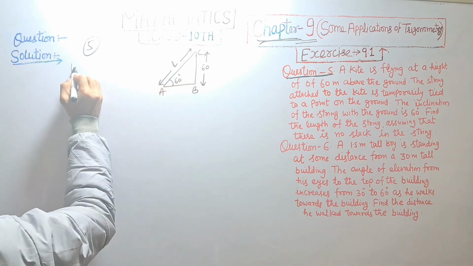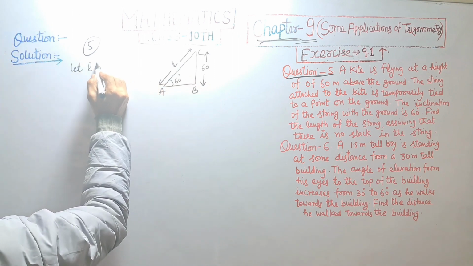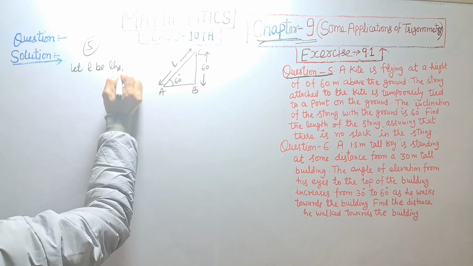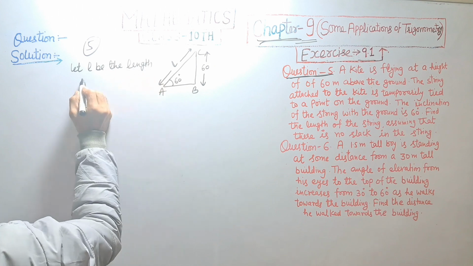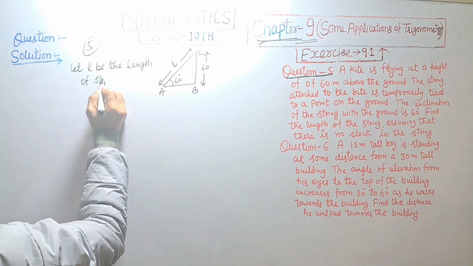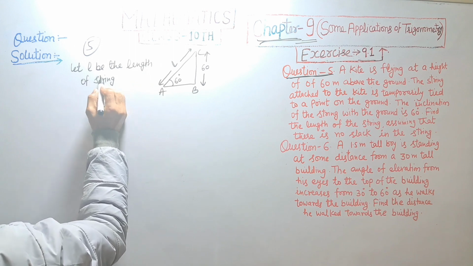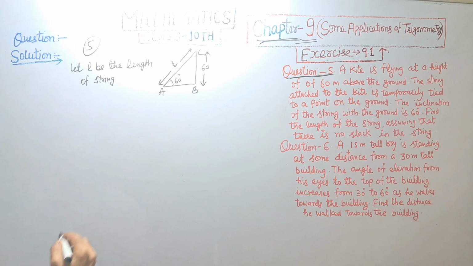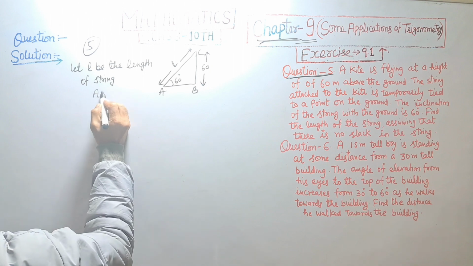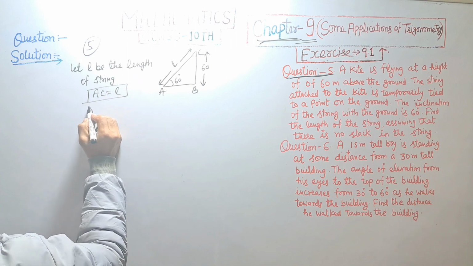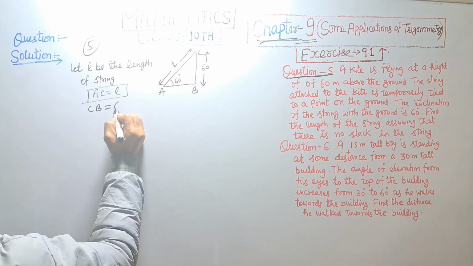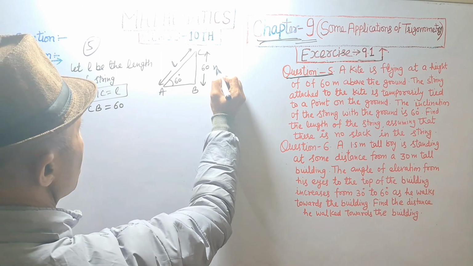Let L be the length of string. AC is equal to L and CB is equal to 60 meters.